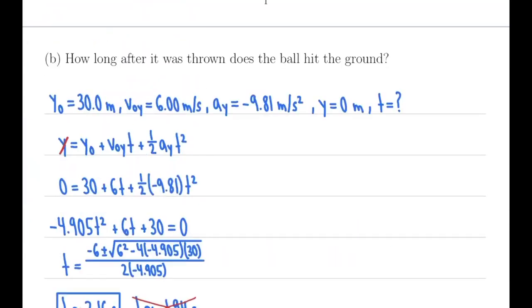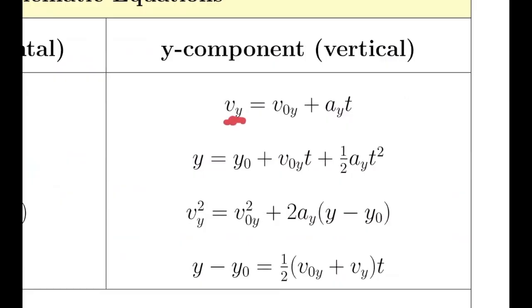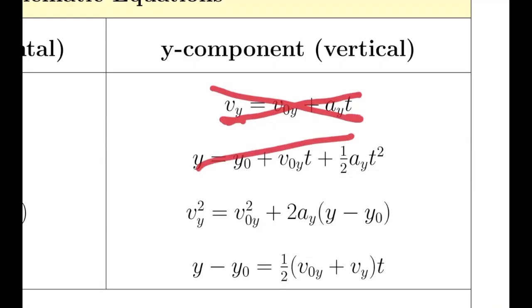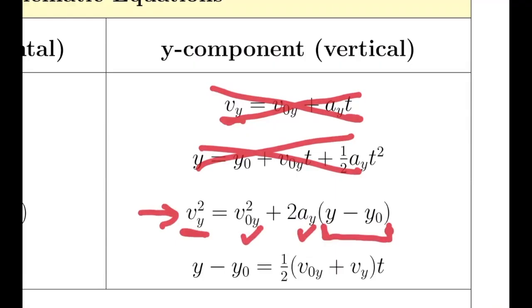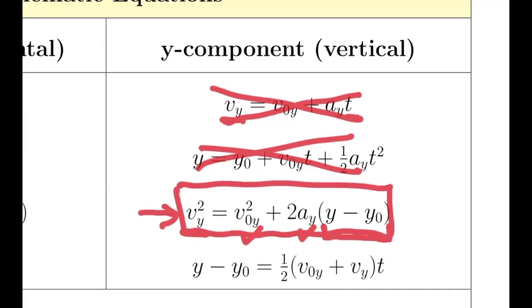So let's see what we can use. This one, we don't know final velocity, we don't know time, so we're gonna not use that. This one doesn't even have final velocity in it, so we're not gonna use that. This looks pretty good. We want final velocity, we have initial velocity, we have acceleration, we have final and initial position, so looks like we'll use this. And again, this one, we don't know time, and we don't know final velocity, so we're not using that.